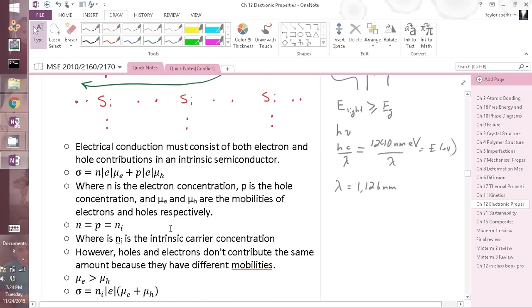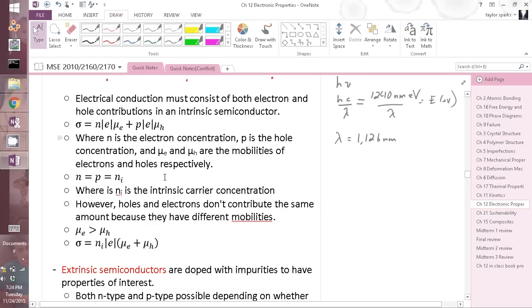So just like we did last chapter, or last video, we said that the electrical conduction due to electrons is N, that's the concentration of electrons, multiplied by the charge of each electron, multiplied by the mobility of the electrons. But now we're going to add similar terms for holes. Here's our concentration of holes and our mobility of holes.